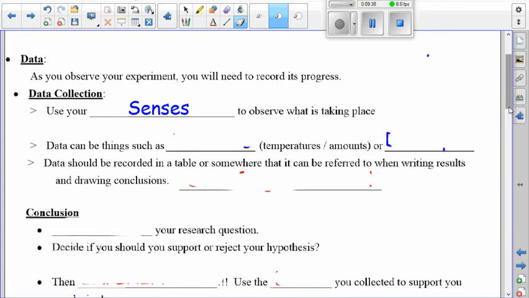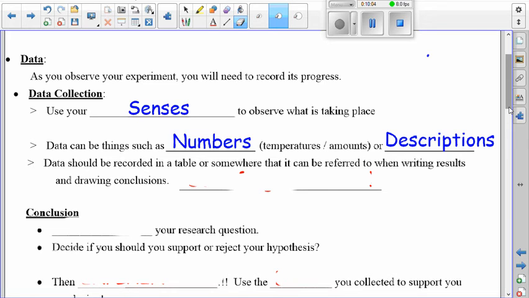Now, there are two things that your data should be. They should be numbers, so 33 degrees Celsius, 100 milliliters, something like that. Or they could be descriptions. So Azaria could say, the water began to boil. That would be a piece of data that was a description, not a number.